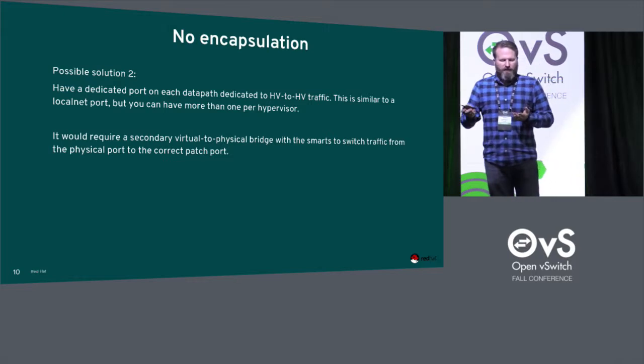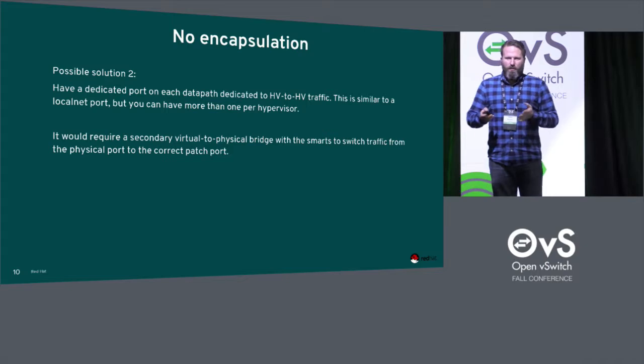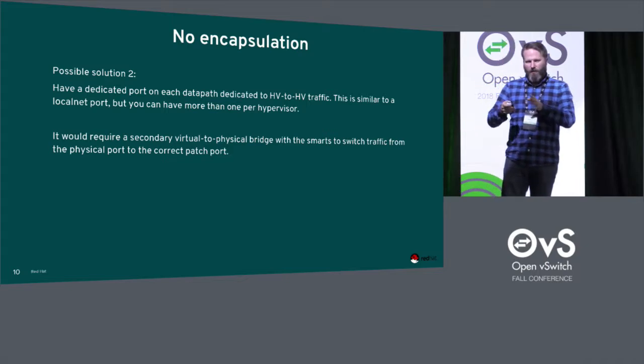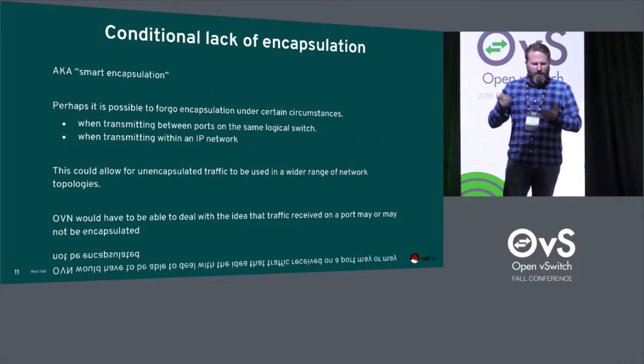Another way you could do it is you have a dedicated port on each data path, sort of like a localnet port, but you would have to have a secondary bridge that's smart enough to know how to route the packets from the physical bridge into the virtual bridge. And that, again, could be a workable solution. I'm going to skip this slide because I don't even really remember what it's about.